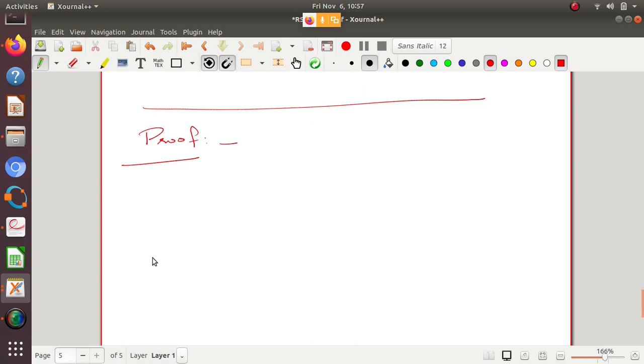So we have to prove m to the power ed mod n is equal to m, or that is the same as m to the power k into (p minus 1) (q minus 1) plus 1 mod n is equal to m. This is what we have to prove.